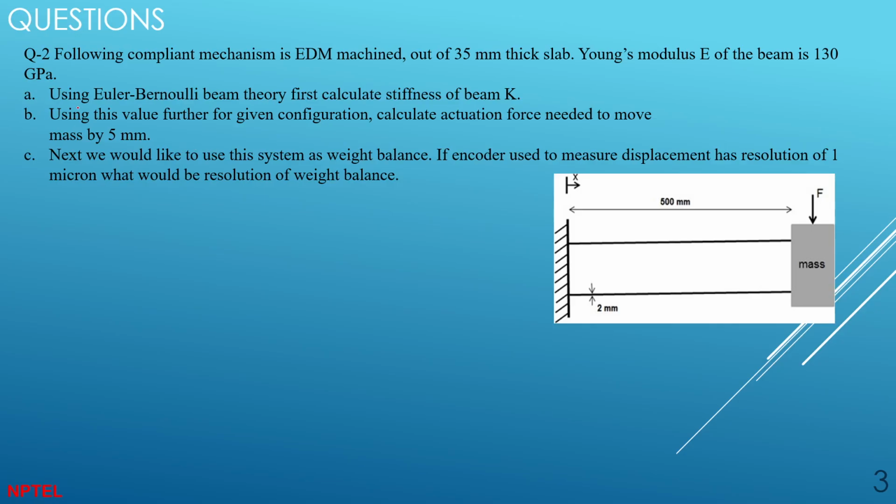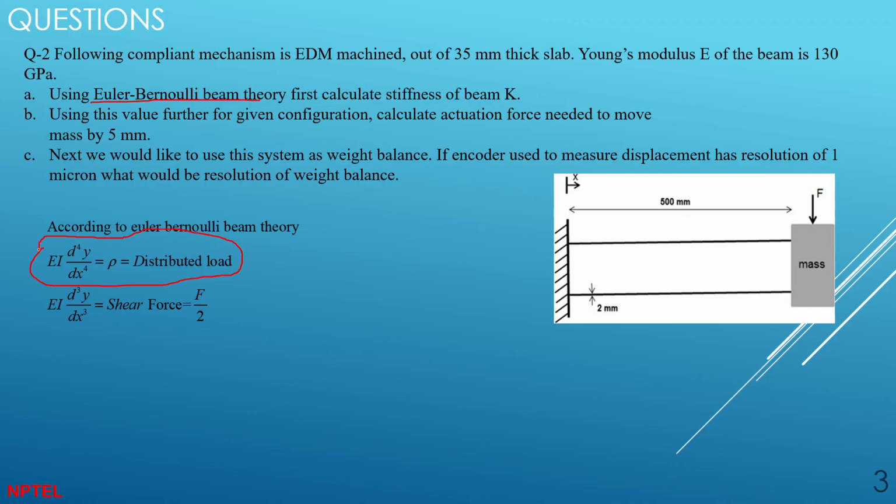So first of all, let's look into what Euler-Bernoulli beam theory is. This is what Euler-Bernoulli beam theory looks like. This is the differential equation, or the governing equation, on which the whole beam theory works. There is one more theory, but here we are using Euler-Bernoulli theory. It is a fourth order differential equation in displacement, where y is the displacement and x is the distance from a point.